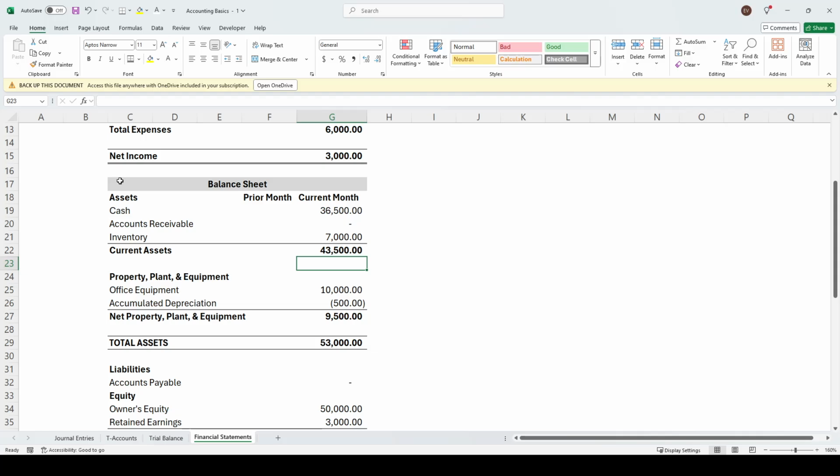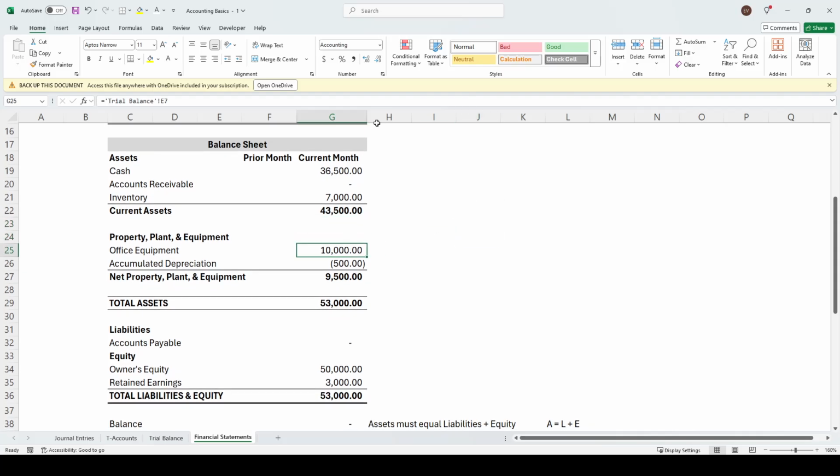As for our property, plant, and equipment, if you recall, the owner purchased $10,000 of office equipment. However, we did have $500 of depreciation expense, which gives us a net property, plant, and equipment balance of $9,500. And so now you start to see why we have this accumulated depreciation, because while we want to see the total cost of what we paid for the equipment, we also want to record the accumulated depreciation to draw down the value of the equipment over time. And so our total assets is $53,000.